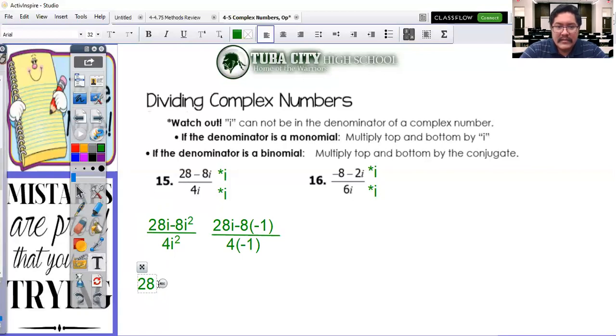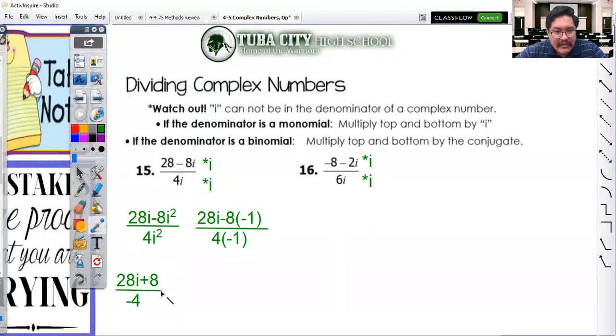So 28 plus 8, because now I changed that top number to a +8. Oops, almost forgot the i here. Just looking over it as I'm doing the work. And now my bottom number is -4. And now I really should check to make sure that I don't have anything more I can do. So I need to divide it, which in this case, it looks like I will need to divide it.